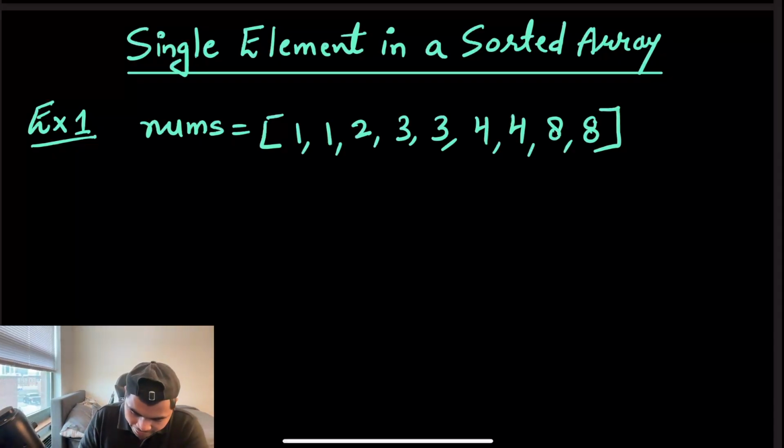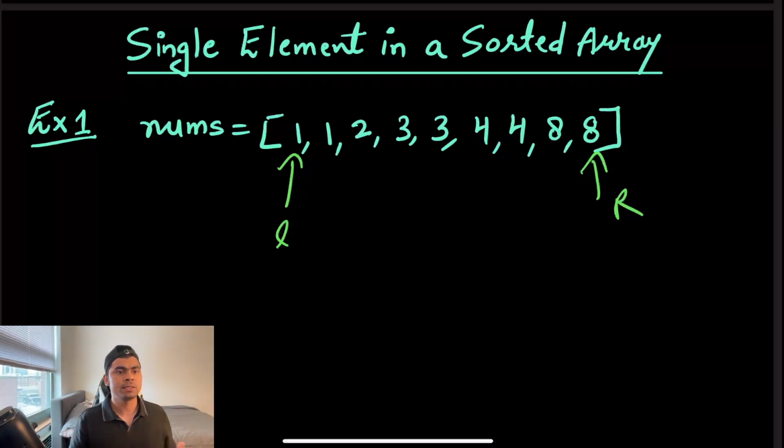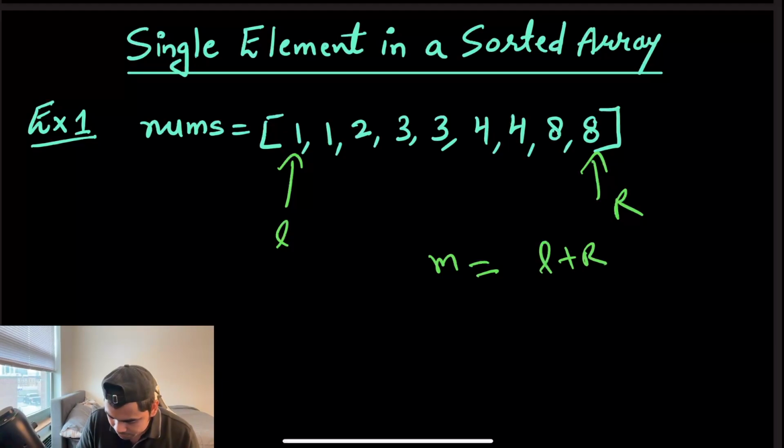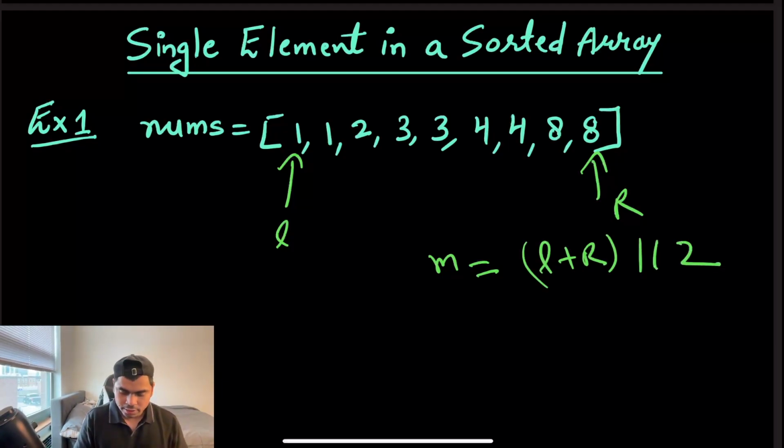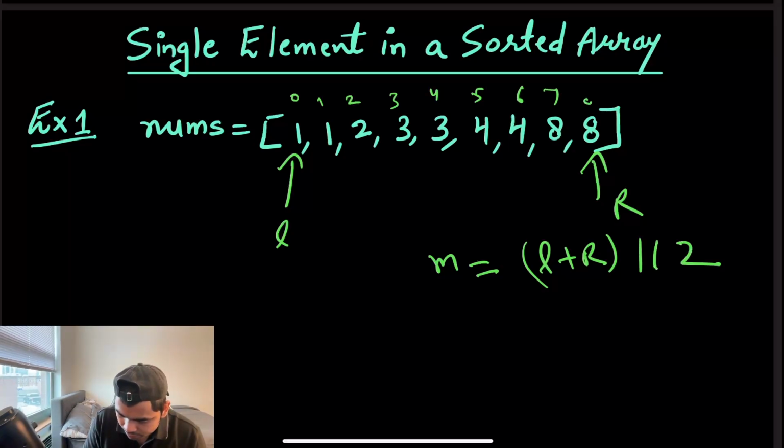We're going to use binary search, and we're going to have left and right pointers, which are the core steps in binary search solutions. When we are finding mid, it will be left plus right divided by 2. Let's write down our indexes, which will be 0, 1, 2, 3, 4, 5, 6, 7, 8. We find the mid, which will be 4. This will be our mid.